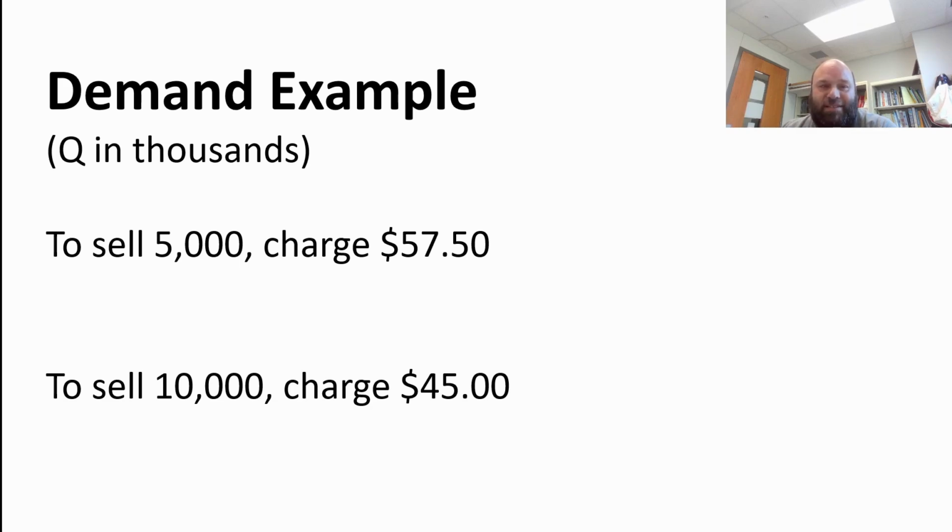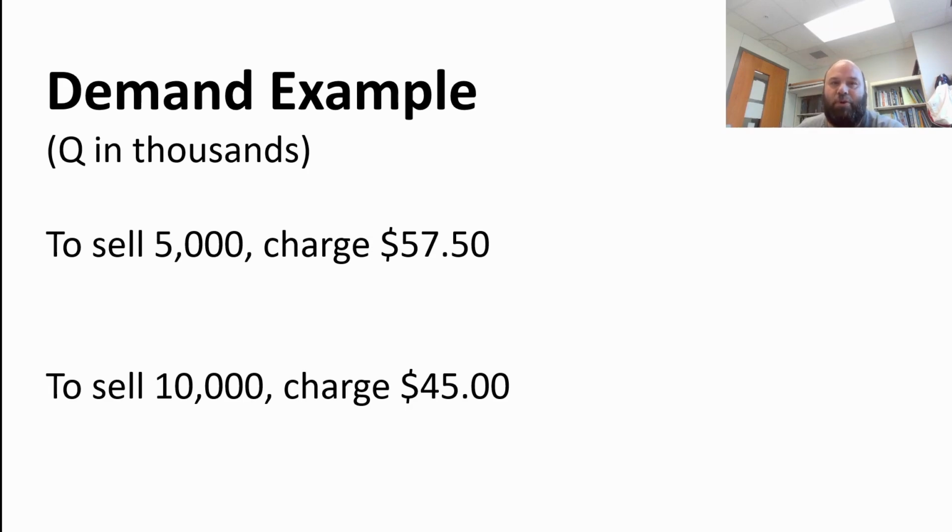So let's look at these sentences. The first one says to sell 5,000, charge $57.50. The second one says to sell 10,000, charge $45. No change words here. Nothing suggesting that there's a rate of change in any of these sentences. They're simply points. What you would sell if you charge a given price.